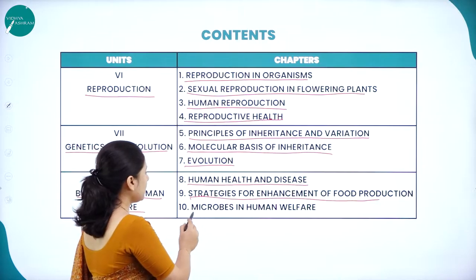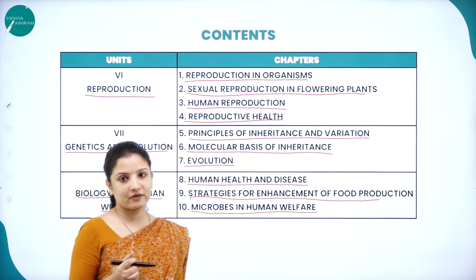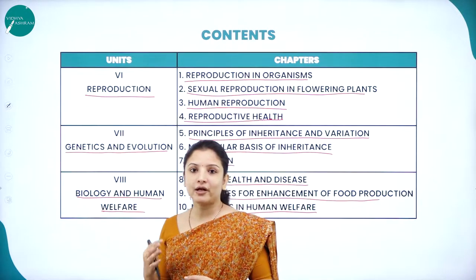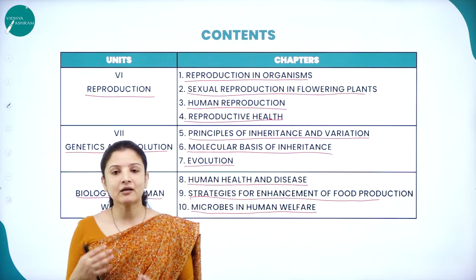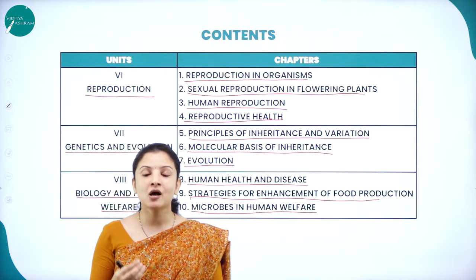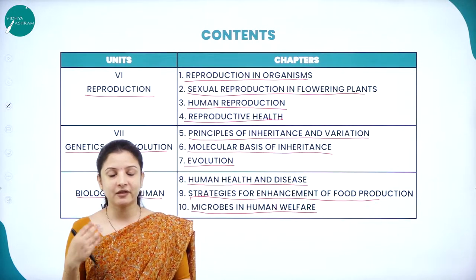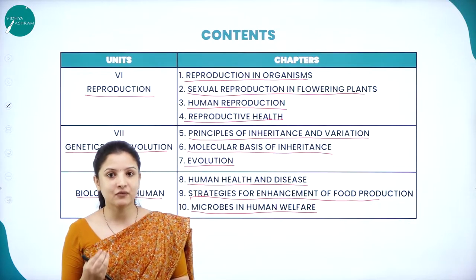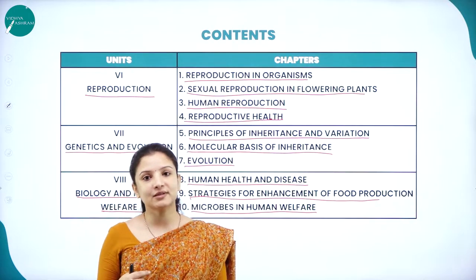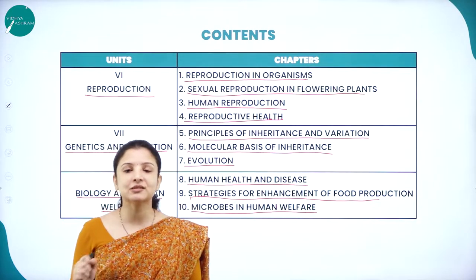And chapter 10 is also about human welfare, wherein we see how microbes are used in human welfare. This is a very fascinating chapter wherein you'll be very keen to know, and very shocked to know, how those small microorganisms which are not visible to our naked eye are used in manufacturing various things. You might be curious when you come to know that the detergents we use to wash clothes contain a compound extracted from a microorganism, and that compound actually helps in removing stains from the clothes.